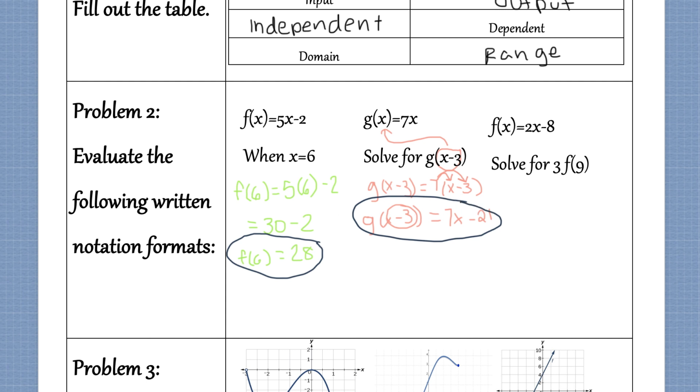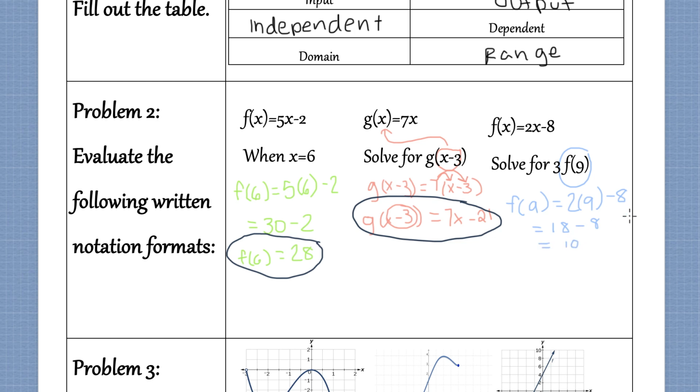Last one over here says f of x is equal to 2x minus 8. Solve for 3f of 9. And so first what we're going to do to solve this is we're going to take the f of 9 and we're going to solve for it like it was normal, like there wasn't a number in front of it. So we're going to plug in 9 for all of the x's that we see in the above equation. So f of 9 is equal to 2 times 9 minus 8. And so that would be equal to 2 times 9 is 18 minus 8, which would be equal to 10.